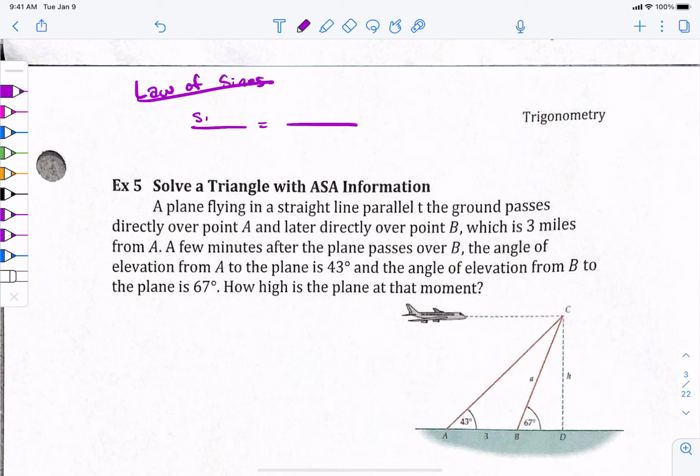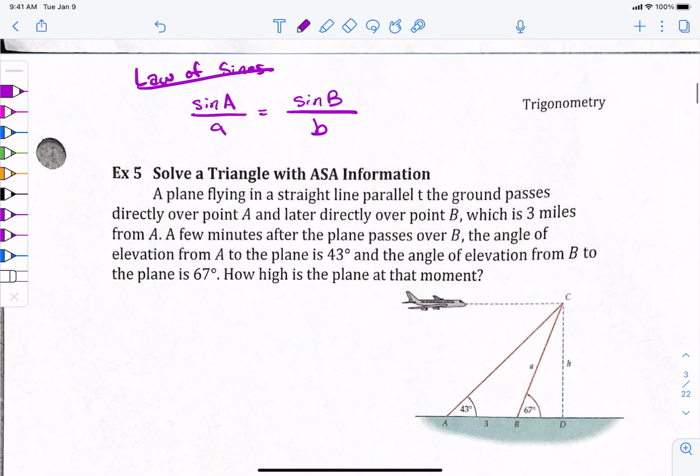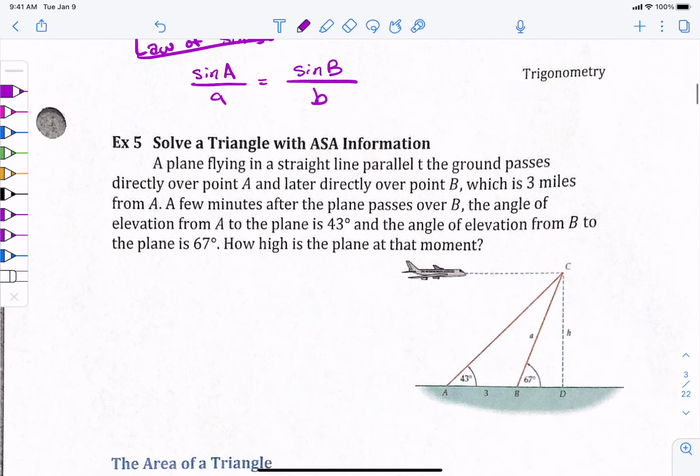It is just sine A over a equals sine B over b, involving two sides, two angles, right? Capital letters are angles, lowercase letters are sides. So you literally do sine of an angle over top of its opposite side, like A and a, they're opposites of each other, equals sine B over b, and you use that proportion to solve for something that you're missing, right? Okay? All right, so that's the formula that we've been using all the way through here.